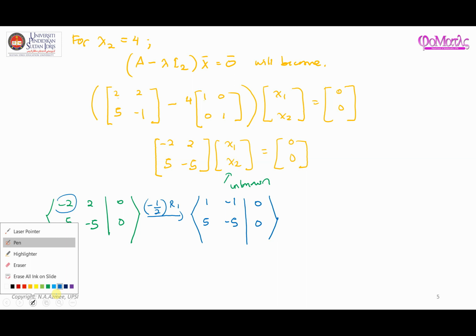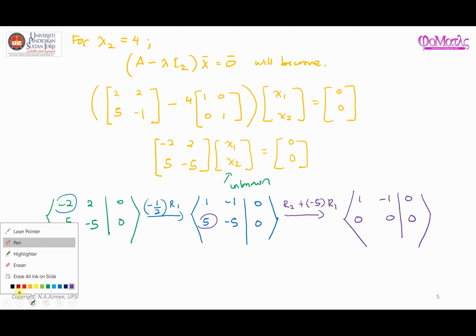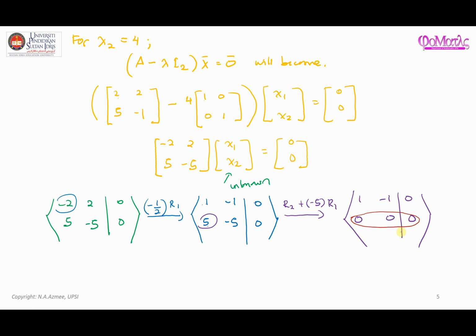Now I need to consider turning this value into 0. That can be achieved if I consider R2 plus negative 5 R1. 5 minus 5, 0. So again, let me just write down the first row. So 5 minus 5 is 0, negative 5 plus 5, 0, 0, 0, 0. Again, what we have here is the simplified version of the augmented matrix. However, nothing can be gained out of this part, so we only have this to consider.